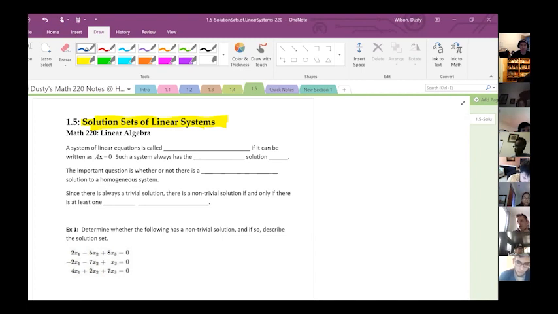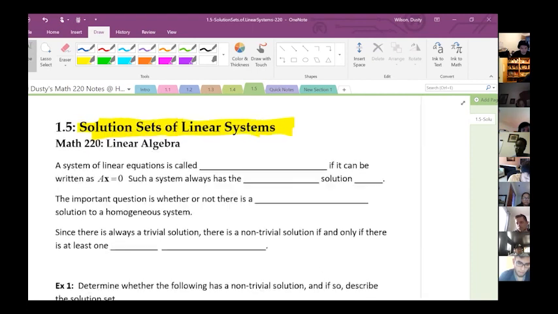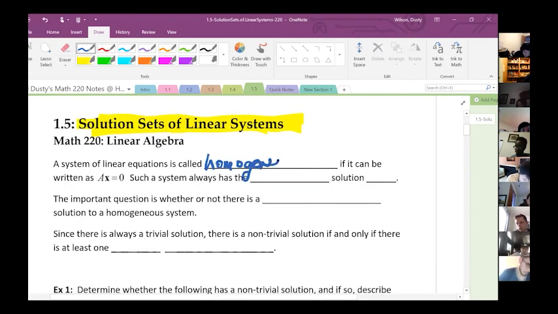Namely, we would say that a system of linear equations is called homogeneous if it can be written as Ax equals 0. This 0 is important, and please note that that's a 0 vector. So such a system always has which solution? If you just think about it for a moment, what x could we put in where the equation Ax equals 0 would be true? Can you tell me an x that would work?